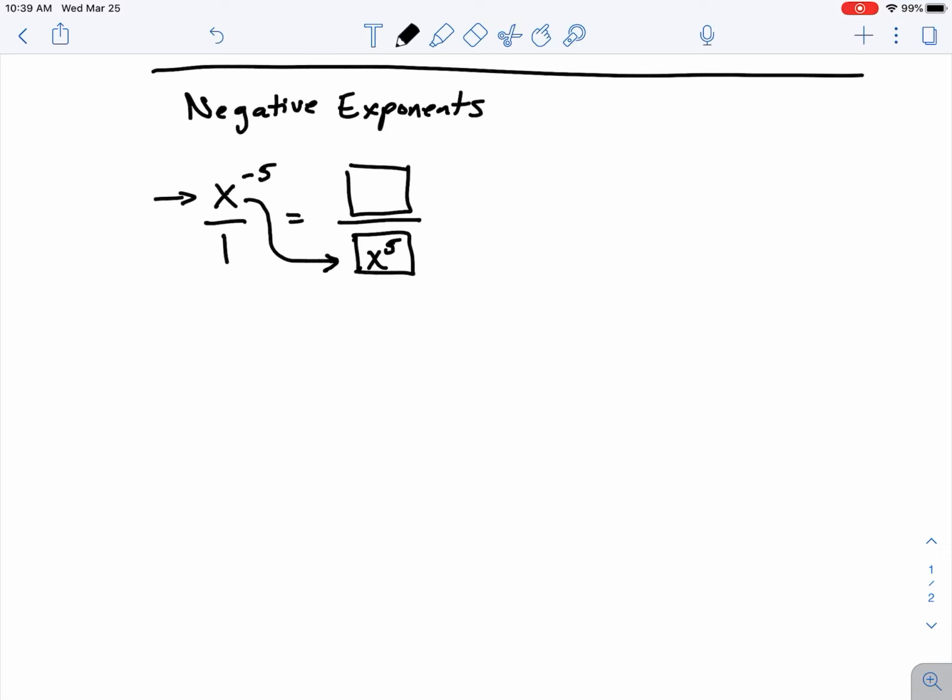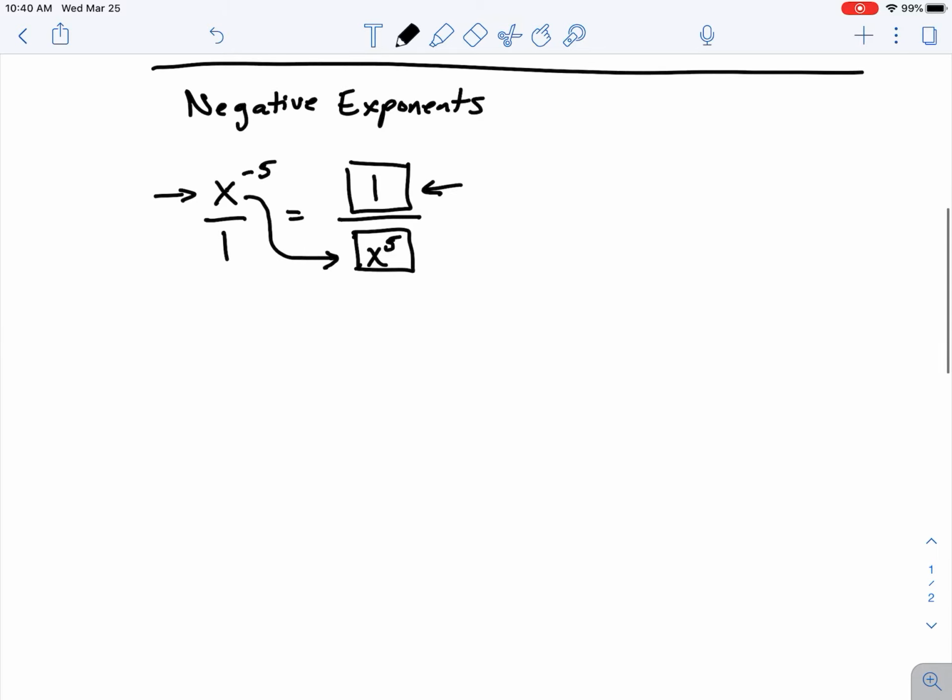Now, what goes up here on the top? When there's nothing to fill in the top, you always fill it in with a 1. We've talked about that before, and that's going to stay the way we do things. So a negative exponent goes downstairs to turn positive.